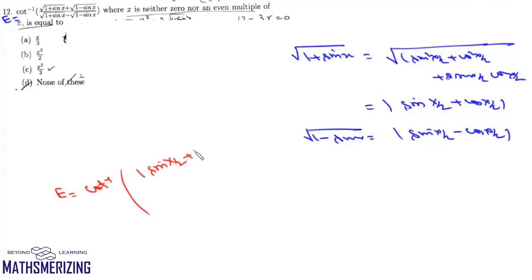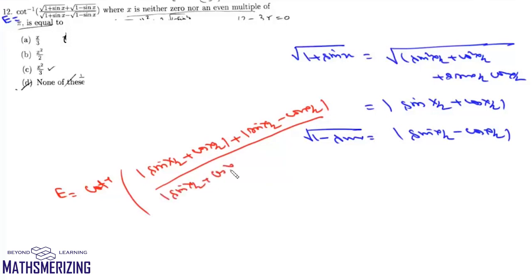sin x by 2 plus cos x by 2 plus sin x by 2 minus cos x by 2 upon sin x by 2 plus cos x by 2 and then minus sin x by 2 minus cos x by 2. Now if this is positive and this is positive, then we'll get cot inverse of tan x by 2. In that case, answer will be pi by 2 minus x by 2.